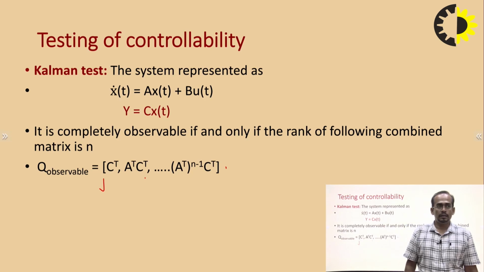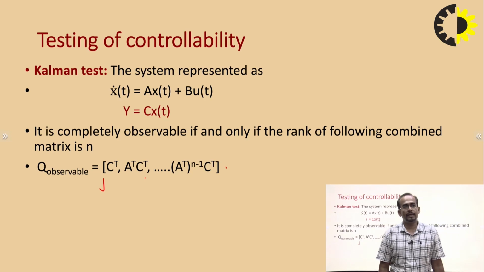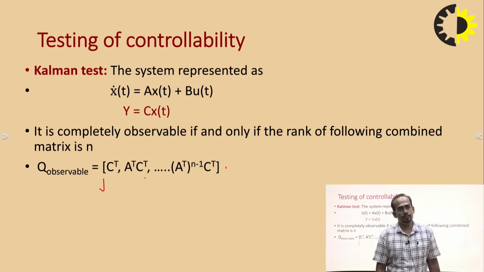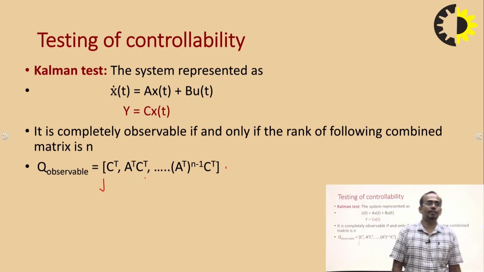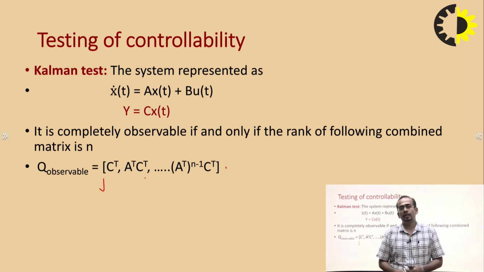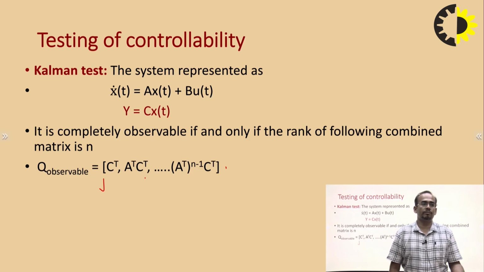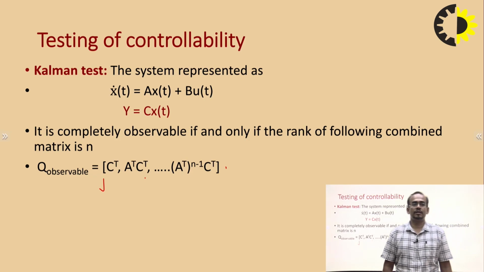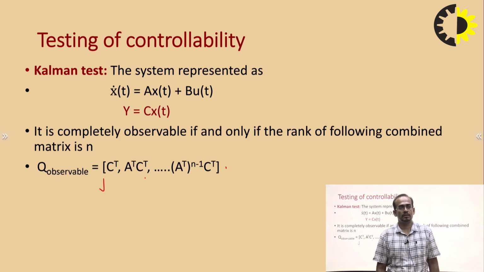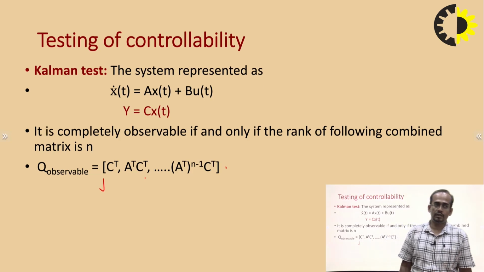So in this way you can check the controllability and observability for the given system, and by using these Kalman tests we can check the controllability and observability of any system given in state variable form.